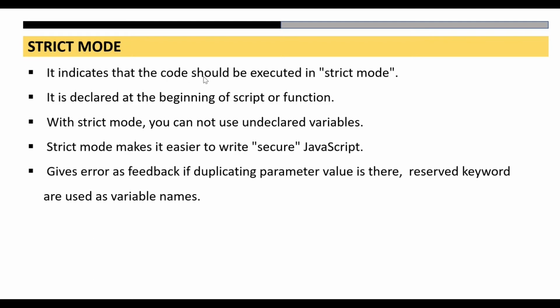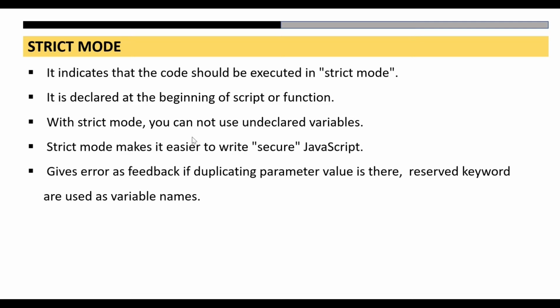So it indicates that the code should be executed in strict mode. So since JavaScript is a loosely written language, that's where this concept of strict mode came, that we can restrict the way we want to run the JavaScript. So it is always declared at the beginning of the script or the function. From here we can understand either it's going to be a global scope or the local scope.